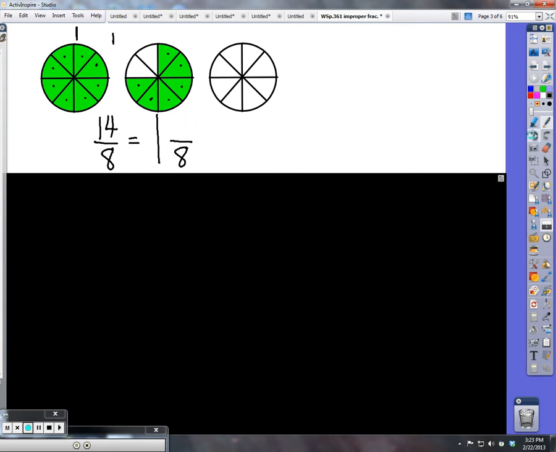Now if I back this out and shade in a slightly different portion, I'm going to add a little bit more to the picture and change it. So now, let me change that to green.